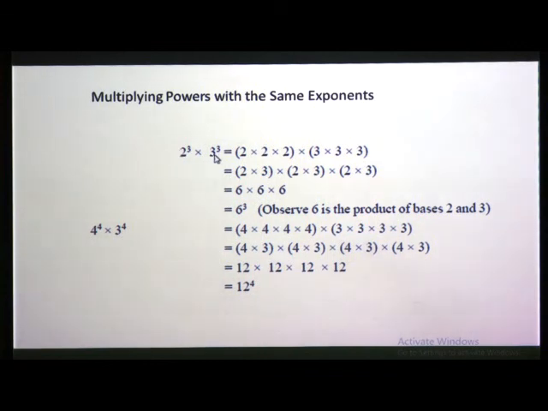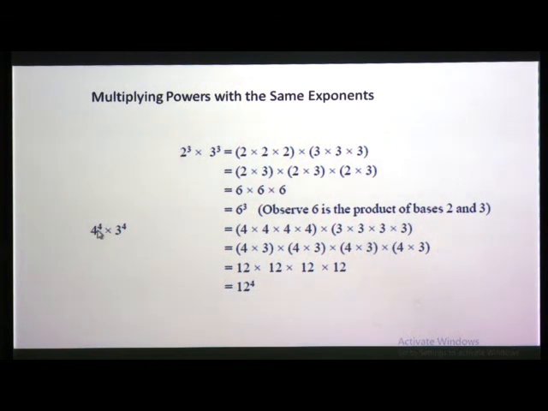Again I will repeat, here the powers are the same and the bases are different. Now you can observe that when the bases are different and the powers or exponents are the same, it is just a product of the bases. 3 2s are 6 and the 3 is common, so we write 3. Similarly, we will see one more example.